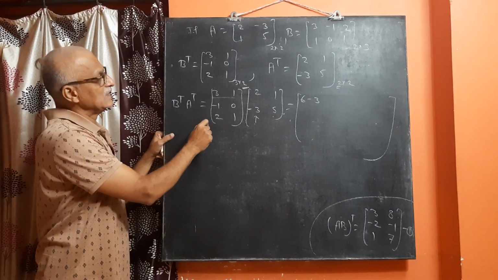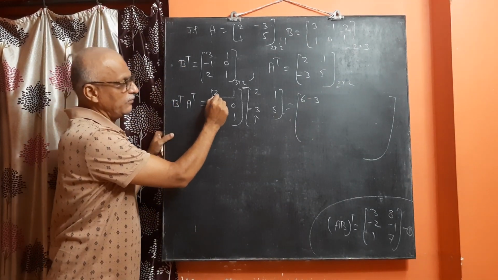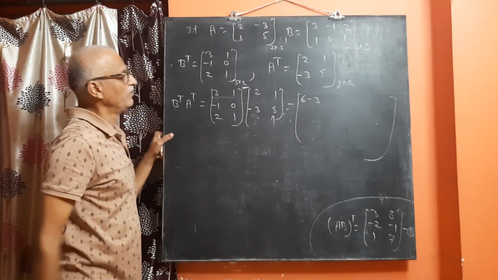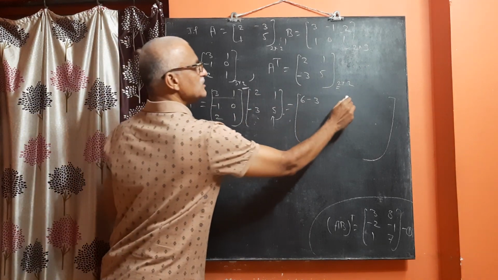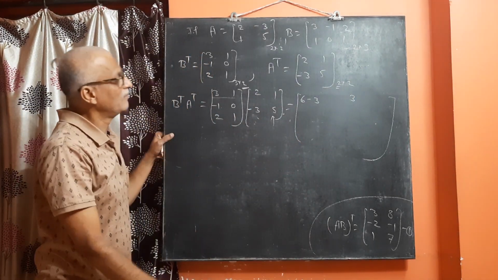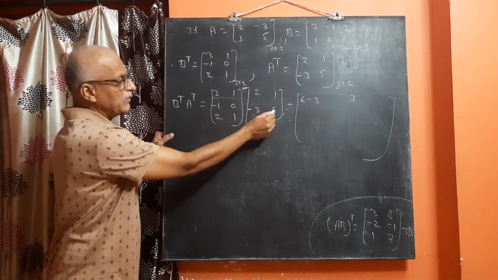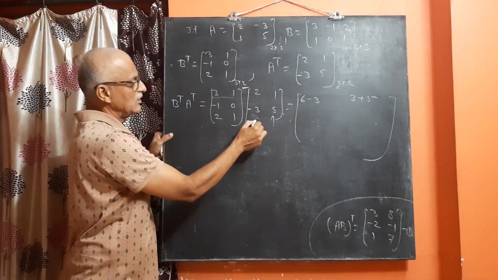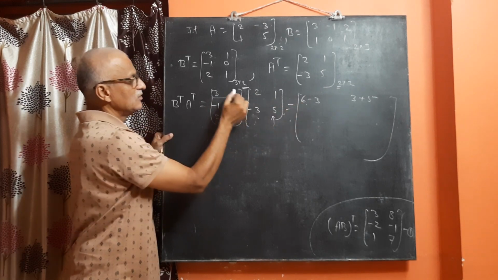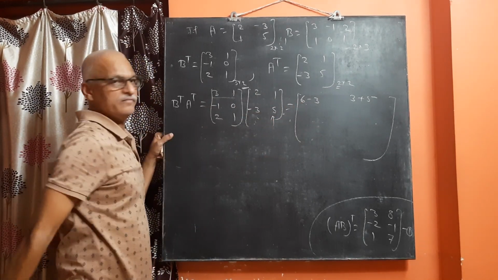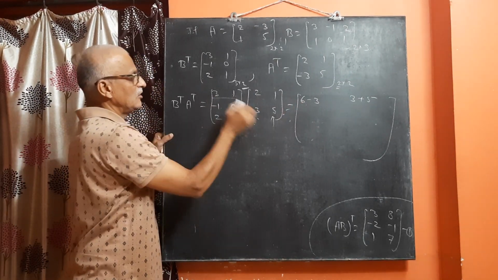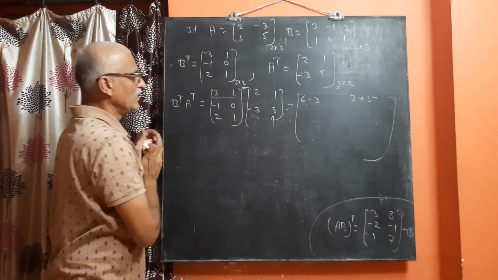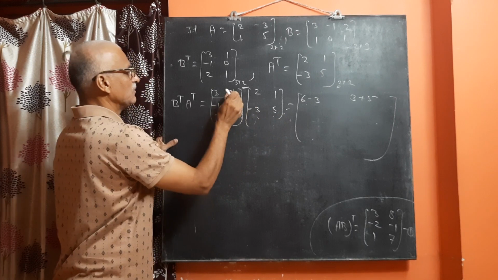Then comes first row second column, that means this one, 3 into 1, that is 3, 1 into 5, that is plus 5. See here, first row first column, 3 into 2 is 6, 1 into minus 3, that is minus 3. First row second column, 3 into 1, that is 3, 1 into 5, that is plus 5. This is done for your first row.